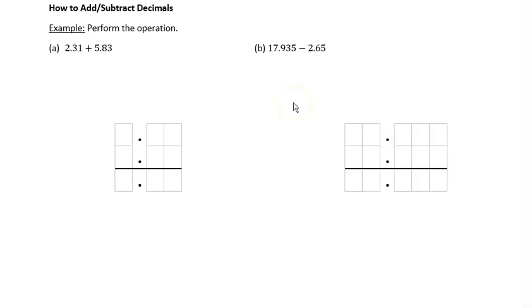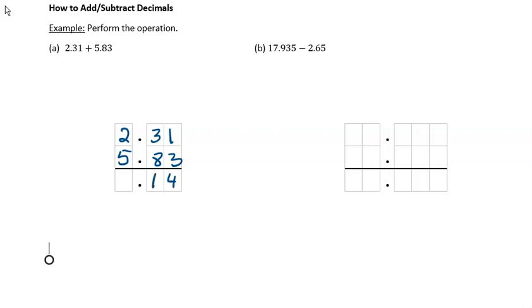So for example, if I write 2.31, then decimal 5.83 should be placed in such a way so that the decimal points align. So 5.83. Then we're going to add all those digits. So 1 plus 3 gives us 4. 3 plus 8 gives us 11, right?